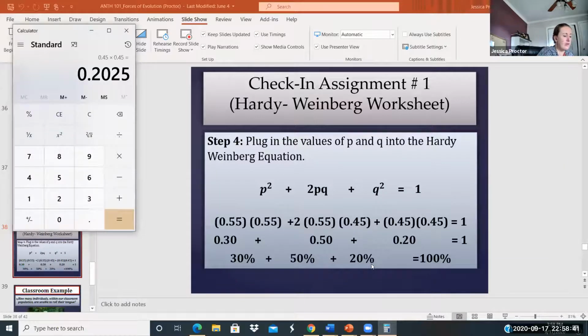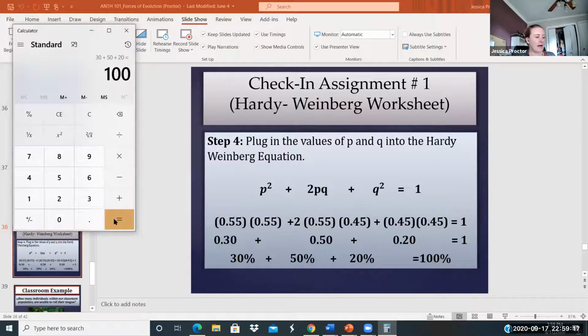And the nice thing about the Hardy-Weinberg equation is we can add it together to make sure we get back to 1. So we take 0.3 plus 0.5 plus 0.2, we get back to 1, which is representing 100% of the entire gene pool. Or we can also do 30% plus 50% plus 20%, which gets us all the way back to 100%.